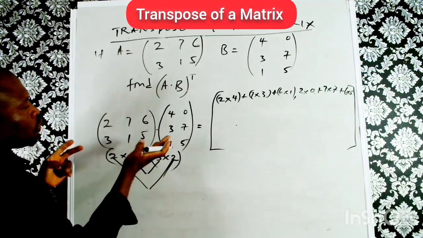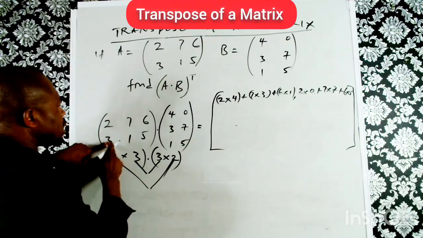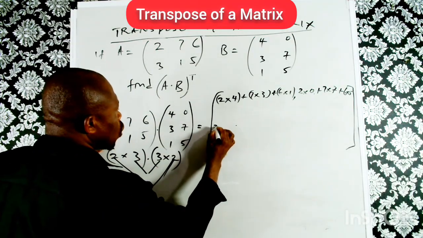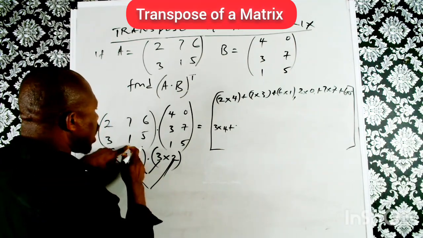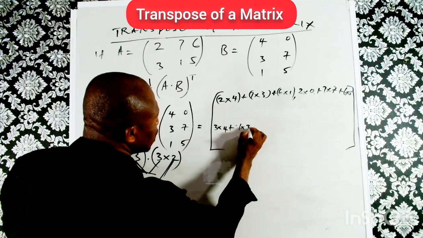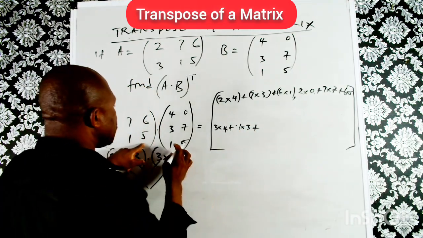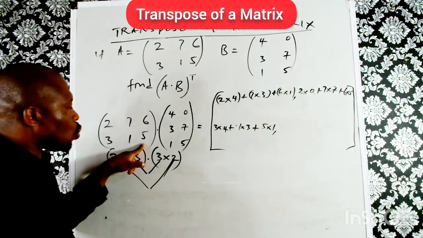Now, I'll move down to the second row. Use the second row to multiply it. 3 times 4 plus 1 times 3 plus 5 times 1. I am done with this.